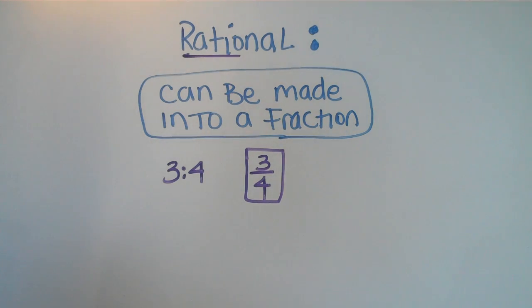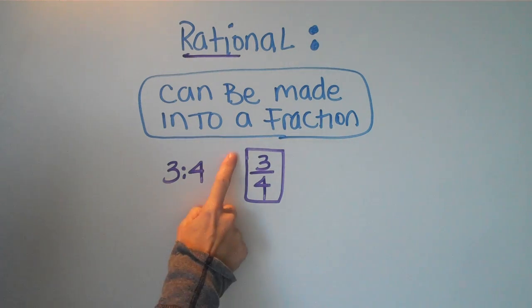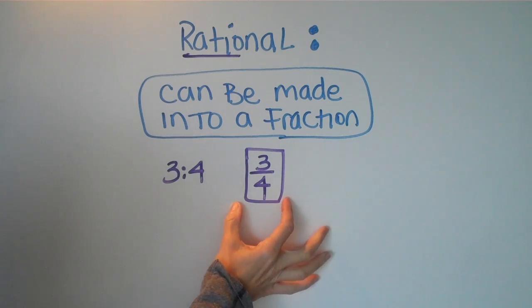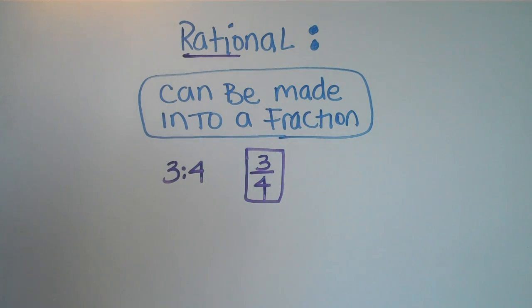Okay, so a rational number. Basically, a rational number is a ratio of two integers, like a 3 and a 4. It's a rational number because it can be made into a fraction. So anything that can be made into a fraction is essentially a rational number. So keep that in the back of your mind.